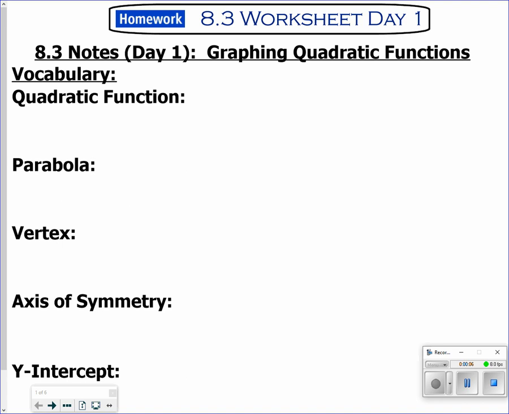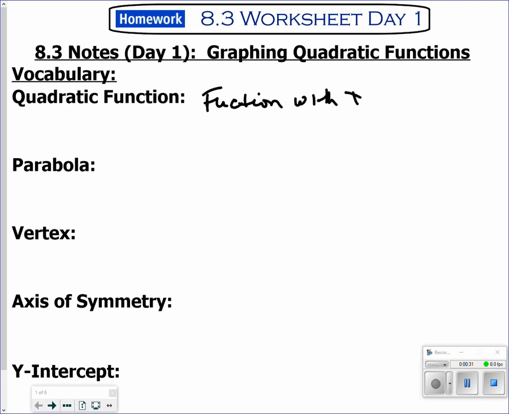8.3, today we're going to be dealing with graphing more quadratic functions, but in a different form. So far we've done what's called vertex form. And vertex form is nice because it ultimately gives us the vertex. So this form doesn't necessarily give us the vertex right away, so we've got to work a little bit harder to find the vertex.